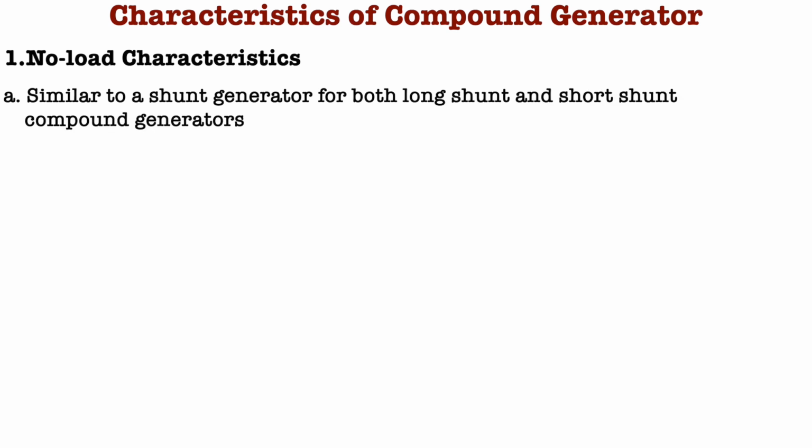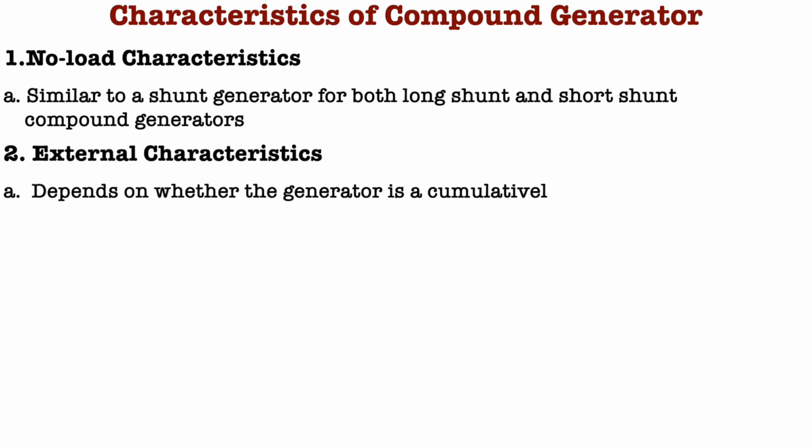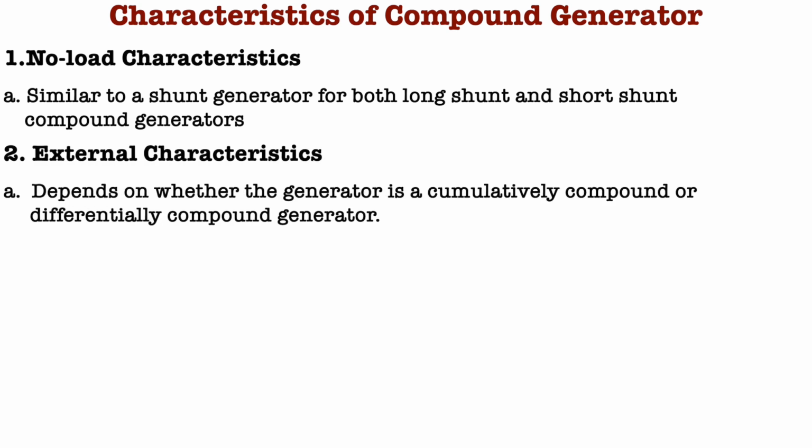Now, let us see the characteristics of the compound generator. The no load characteristics of a long shunt or short shunt compound generator is the same as the shunt generator. The external characteristics depend on whether the generator is cumulatively compounded or differentially compounded.